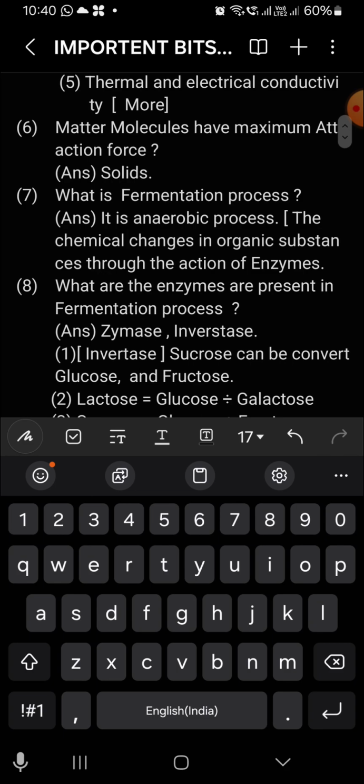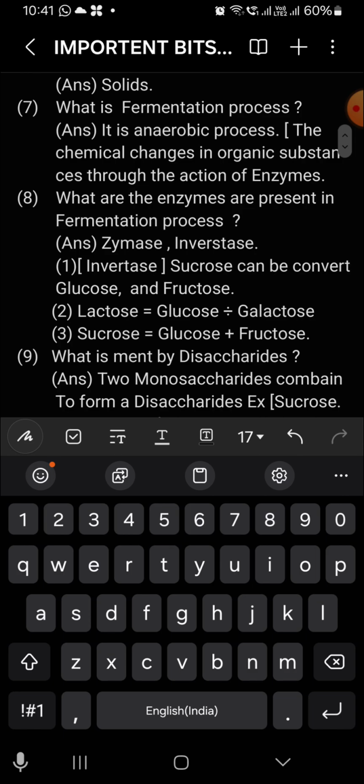Next. Matter molecules and the maximum attraction force. The states of matter are classified into three types: solids, liquids, and gases. In solids, the attraction force is the maximum. In liquids, the attraction force is less. In gases, the molecules move very randomly because the attraction force is very small. They are very far from each other.